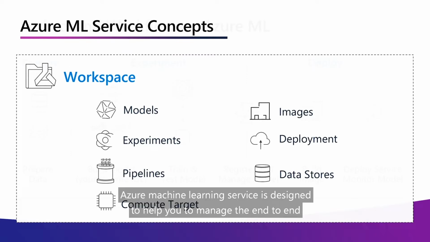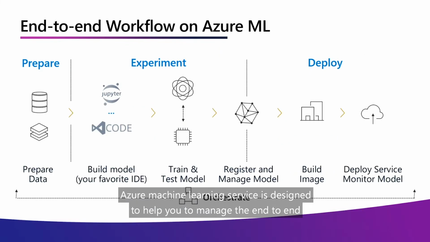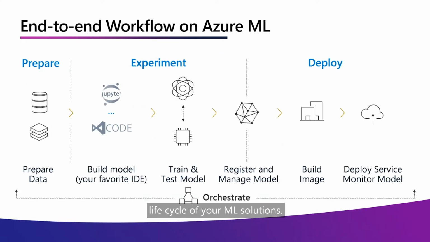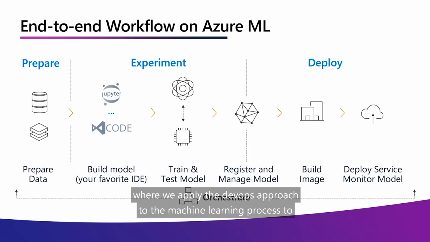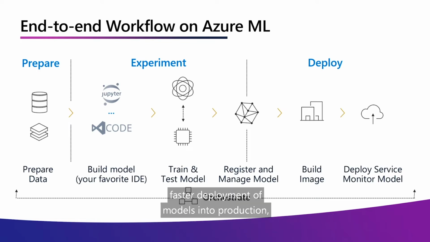So Azure Machine Learning Service is designed to help you manage the end-to-end lifecycle of your ML solutions. You may have heard of the term machine learning operations, or MLOps, where we apply the DevOps approach to the machine learning process to achieve faster experimentation and development of models, faster deployment of models into production, and all with quality assurance in place.